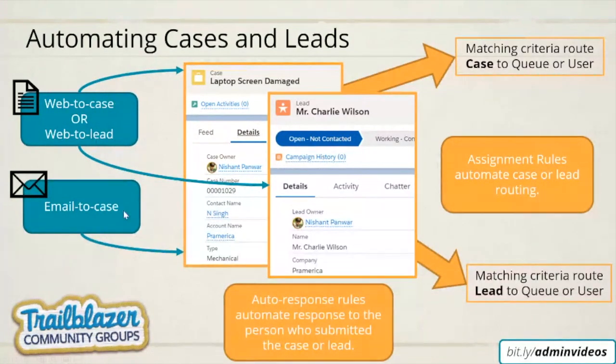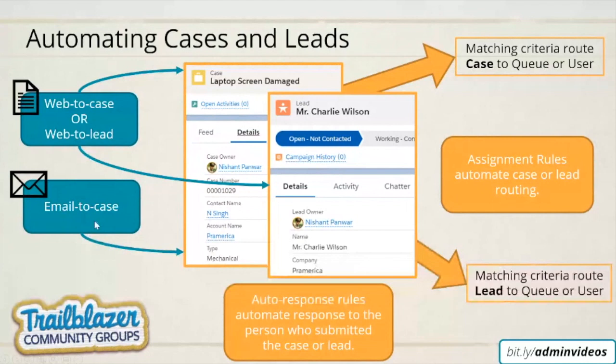Then you have email to case. If somebody sends an email to a support email, like support@xyzcompany.com, then it would create a case record in your system. So that is called email to case. These are the ways you can automate creation of cases and leads in your system. There is no email to lead, only email to case. Web to lead and web to case are there, but there is no email to lead.